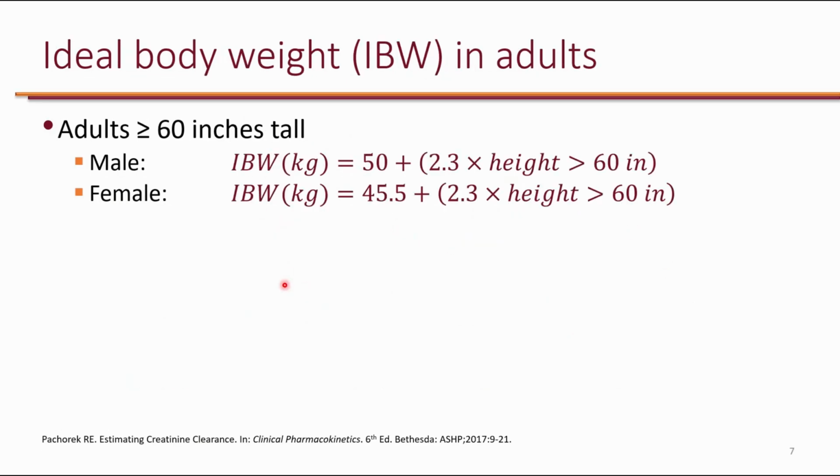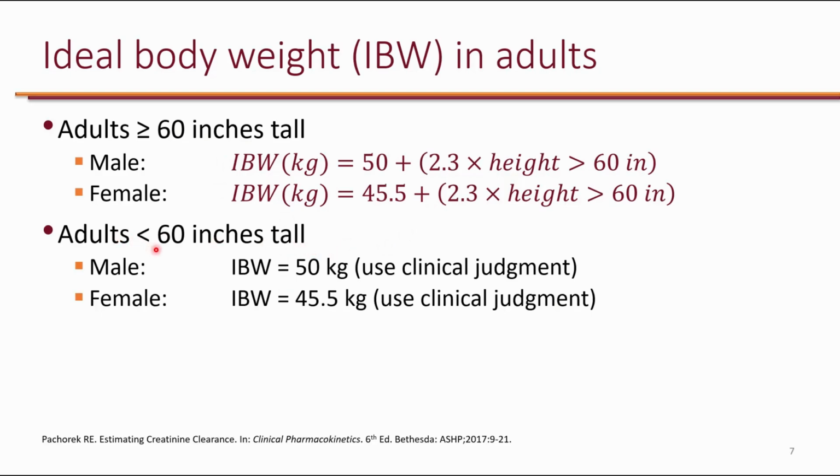Although in the original equation they used the total body weight, it's been suggested that total body weight may not be the best estimation for every patient. So typically, we actually calculate ideal body weight, which are these equations. When it comes to patients who actually are less than 60 inches tall, it's suggested to use these numbers for ideal body weight. Of course, you should always use clinical judgment.